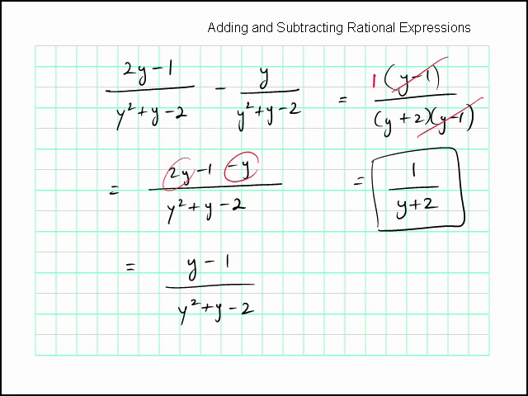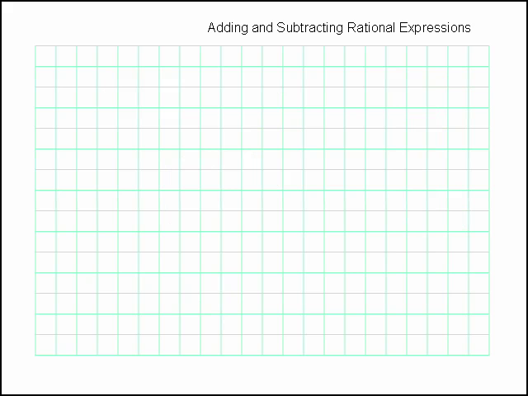Let's take a look at this. A over a plus b over a plus b. We have a common denominator of a plus b. Adding the numerators together, I get a plus b over a plus b, which of course reduces to 1.